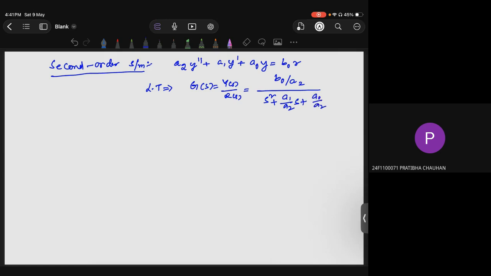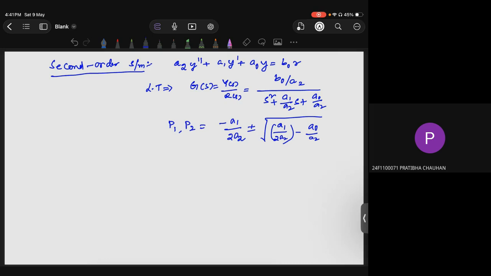Here you'll see you'll have two poles, P1 and P2. If you apply the b squared minus 4ac principle, you'll have minus A1 by 2A2 plus or minus root of A1 by 2A2 whole squared minus A naught by A2, like minus b by 2a. It is something like this.